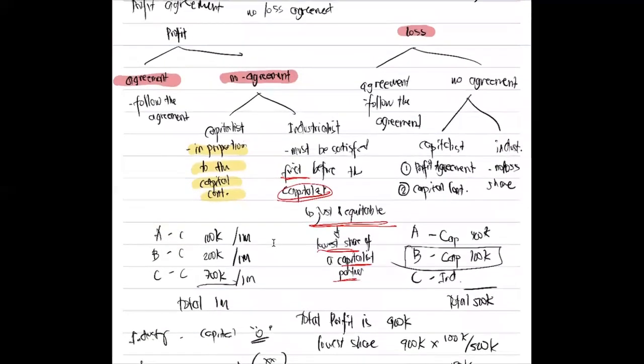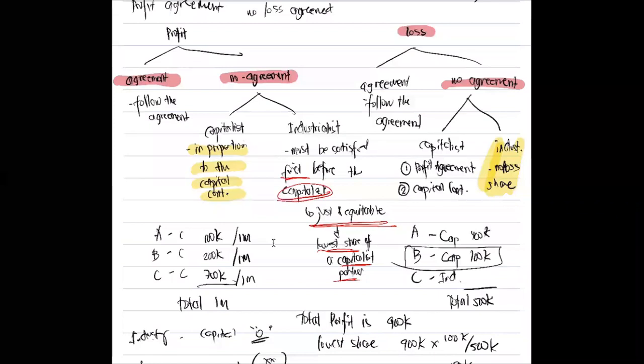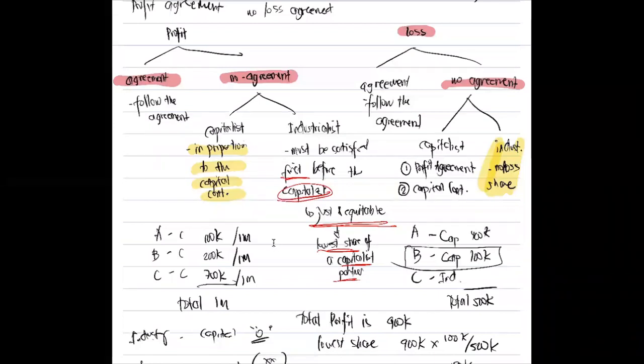Kaya in case there is a loss agreement and there is loss and there is no agreement, for industrialists, how do we treat it? There will be no loss share. Okay? Now, we talk about your agreement. So how do we compute using your agreement?